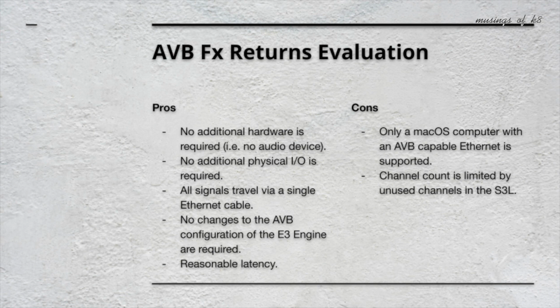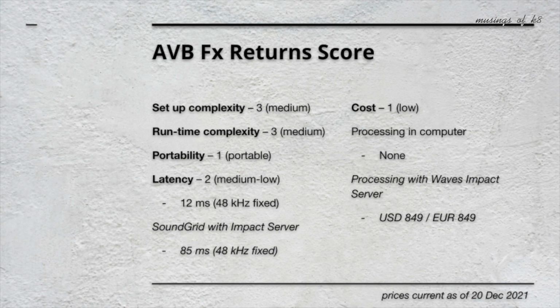The power begins to appear with the AVB Fx Returns configuration. This solution requires no extra hardware, besides a computer, no physical I/O, and no configuration changes are required on the E3 engine. Latency is reasonable, but this solution only works with a macOS computer and an AVB-capable Ethernet adapter. Overall, I consider the complexity of the solution to be medium, as the AVB configuration is a bit complicated. It is balanced by not needing physical I/O. The solution is extremely portable and cost-effective, and provides decent latency.